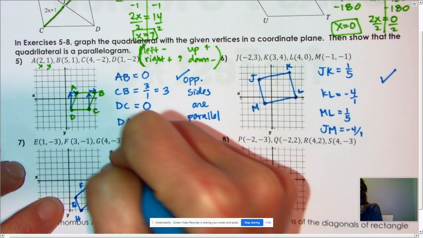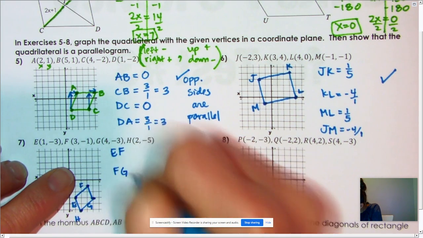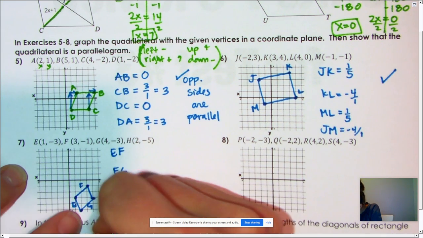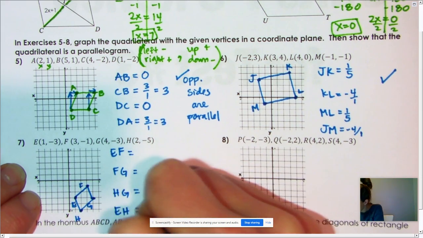Okay, so I'm going to go from E to F. I'm going to go from F to G. I'm going to go from H to G. And I'm going to go from E to H. So you just want to make sure that you have all 4 sides there represented.